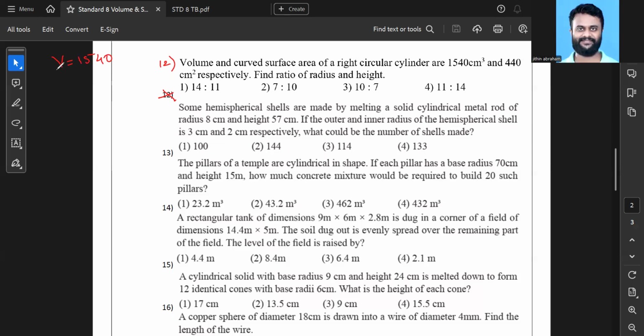So volume is given as this much. Volume's formula is, volume's formula for a right circular cone. How much is that?